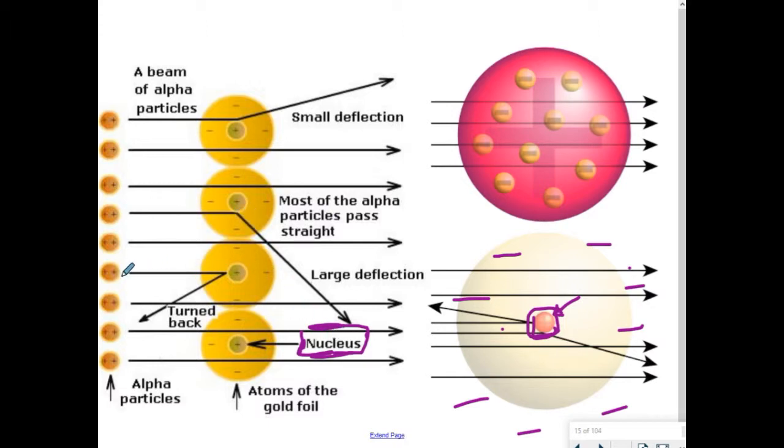And what if it hit straight on? What if this alpha particle hit straight on the nucleus? That could explain why it would bounce right back at you. And so it seemed logical. That was his theory. He didn't really necessarily have the ability to see a nucleus. Again, microscopes didn't exist to the point where you could actually zoom in that close.